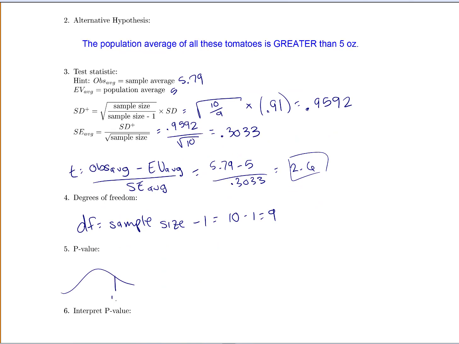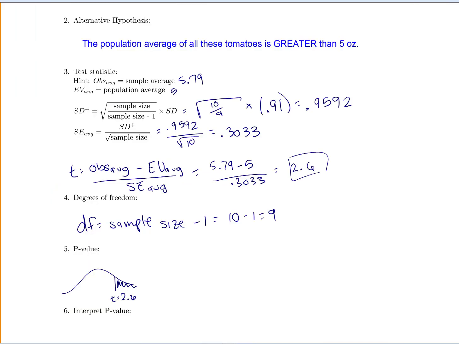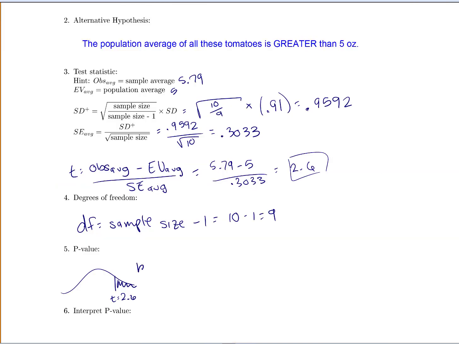P-value, here we have t equals 2.6. We said our alternative is greater than, so I have to shade to the right. And we have 9 degrees of freedom. So with 9 degrees, we're looking for 2.6. Let's see, that would be right about here. So 2.6 is between 2.26 and 2.82. That means my chance is between 1% and 2.5%. So between 1% and 2.5%.